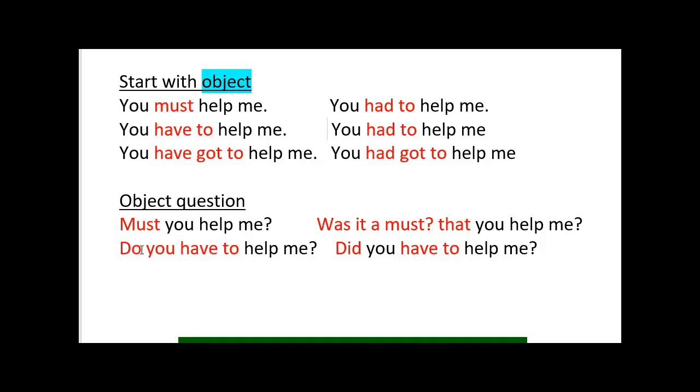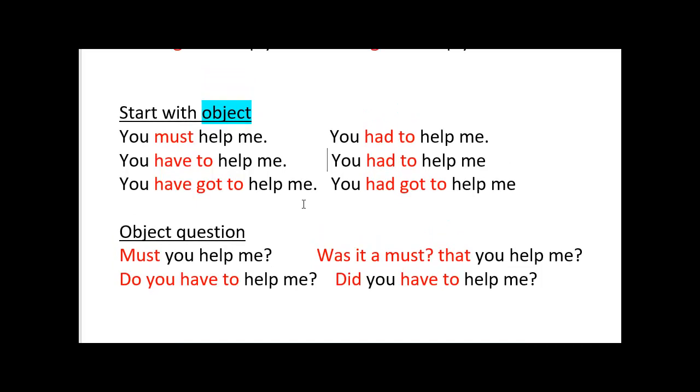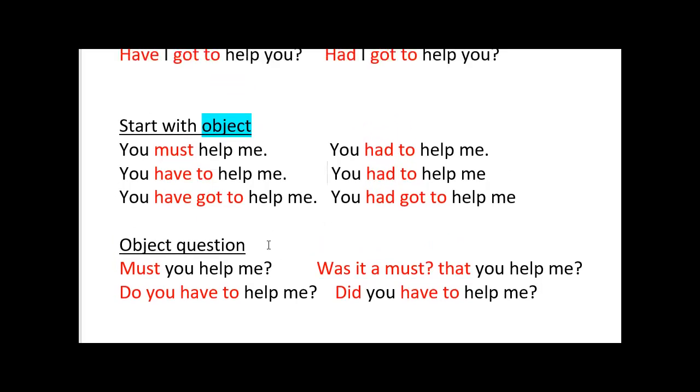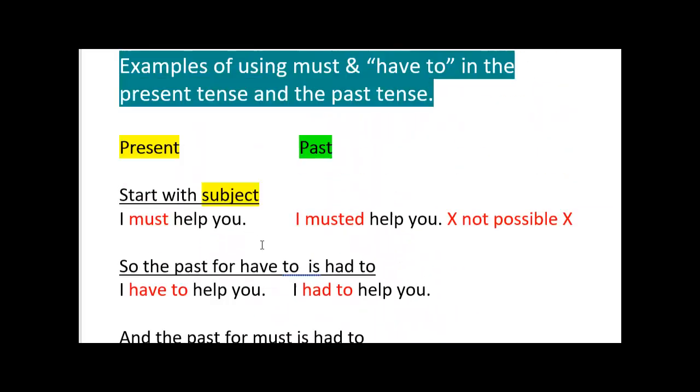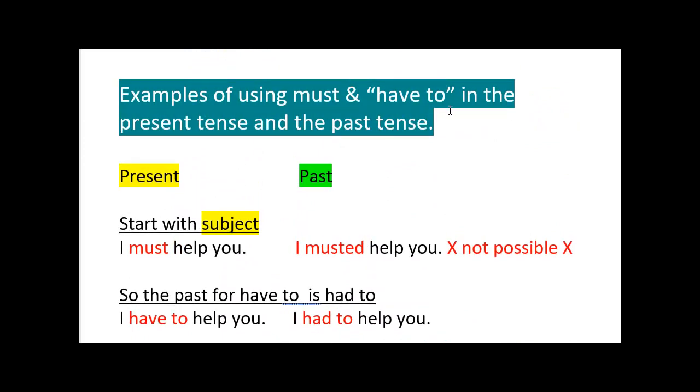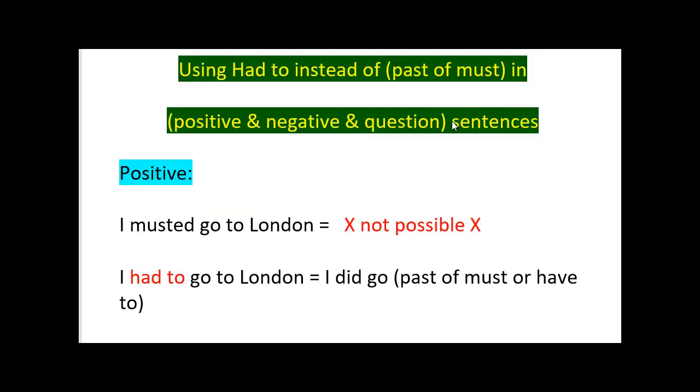And then we can say for the present, do you have to help me? Instead of must you help me, do you have to help me? Here we're using have to. And did you have to help me in the past? Did you have to help me? These are examples of using must and have to in the present tense and the past tense. Here we got the past and the present.